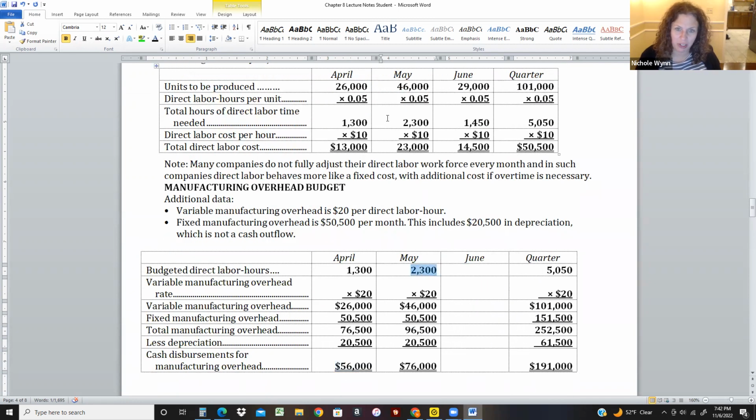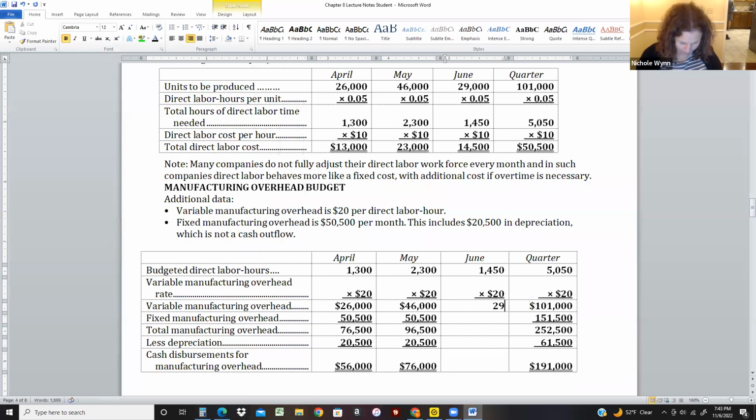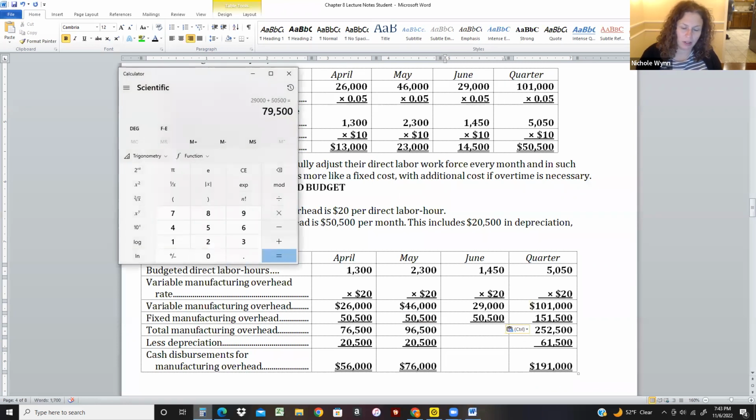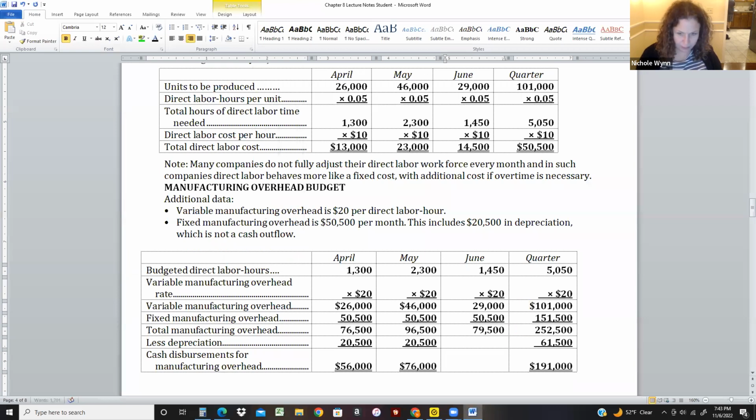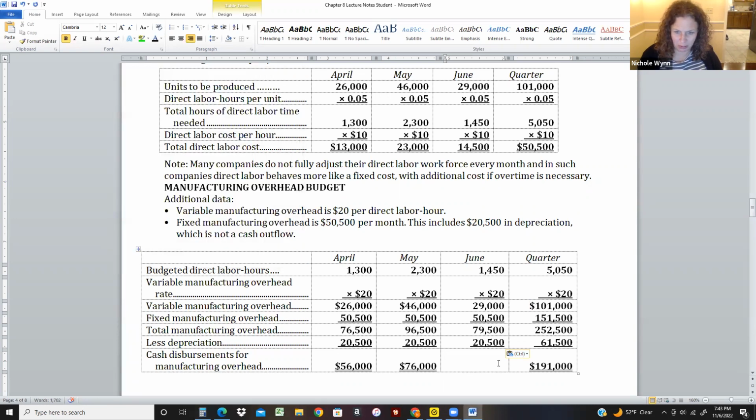So this 2,300 comes from up here, and then we have 1,450 for June times 20 is 29,000, plus 50,500 is 79,500, minus 2,500, which is our depreciation. So that gives me 59,000 for June. Double underline that.